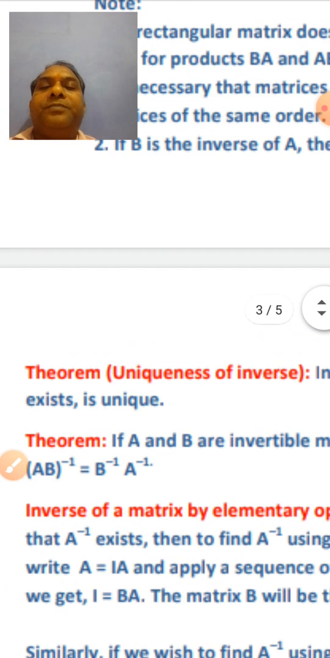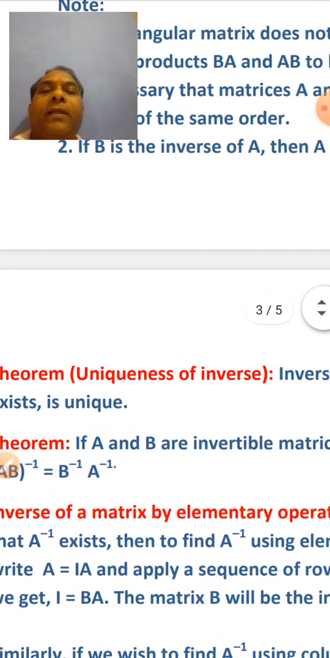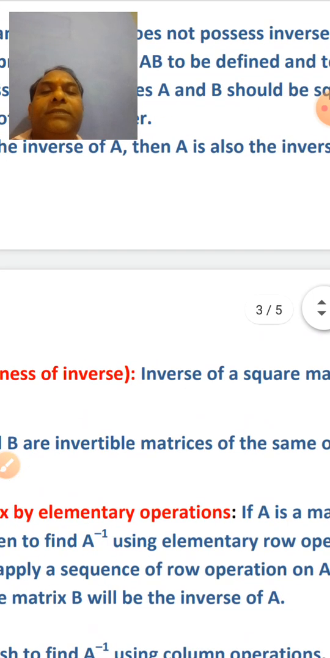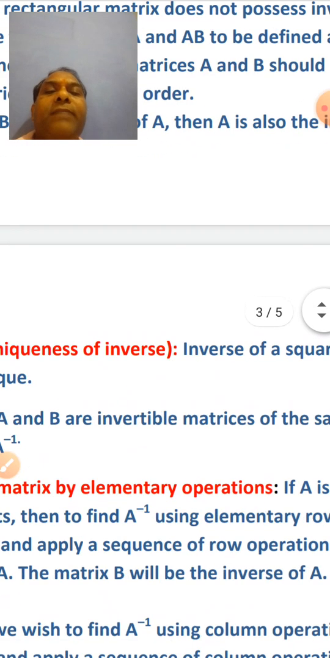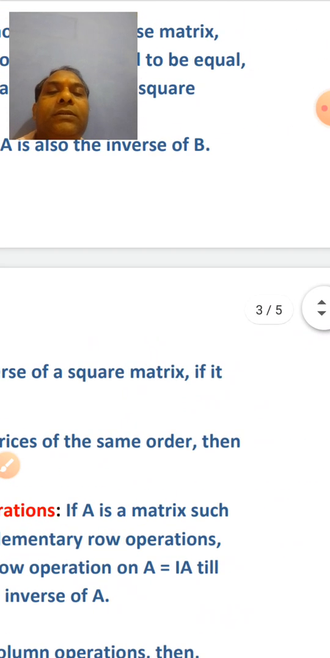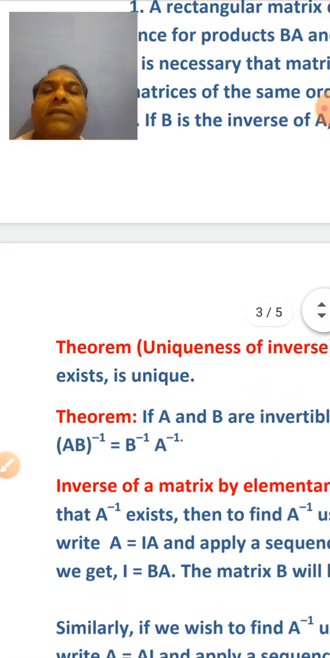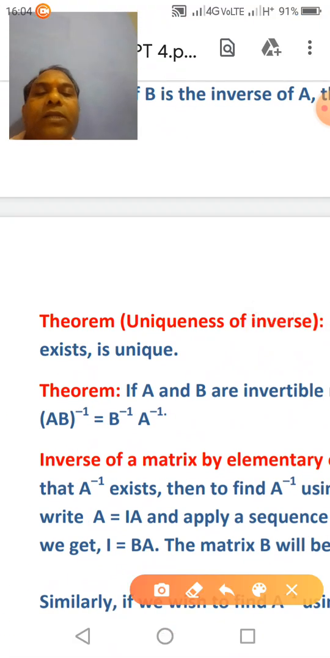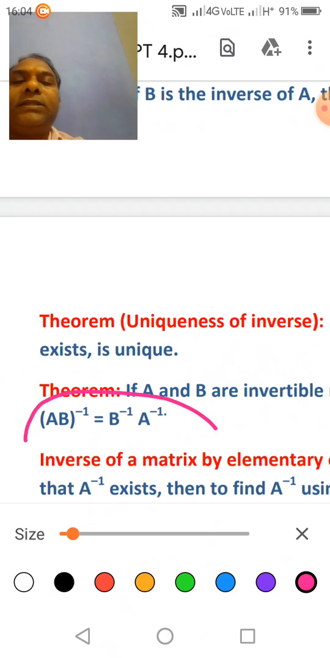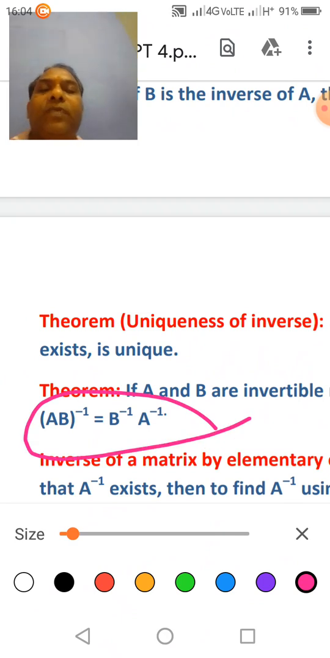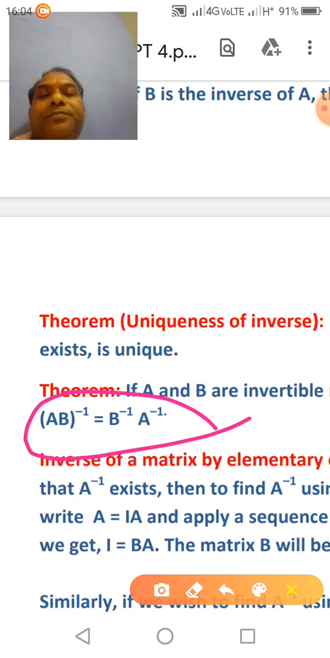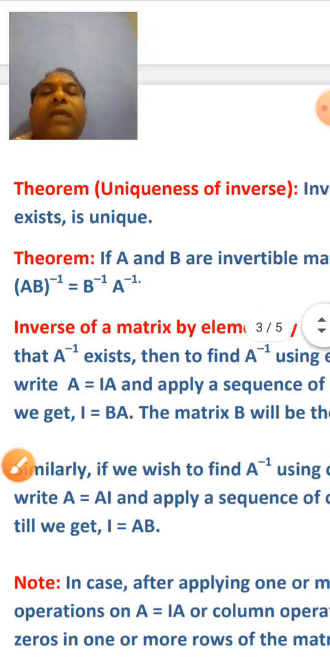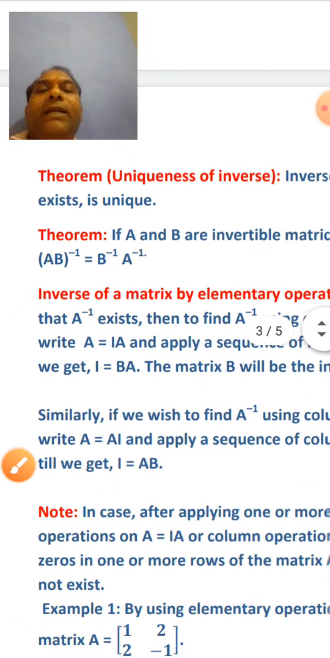Now, uniqueness of inverse. Inverse of a square matrix, if it exists, is unique. Clear? Now, one theorem related to inverse: (AB) inverse is equal to B inverse into A inverse. You can write it. Clear? Now, inverse of a matrix by elementary operations.